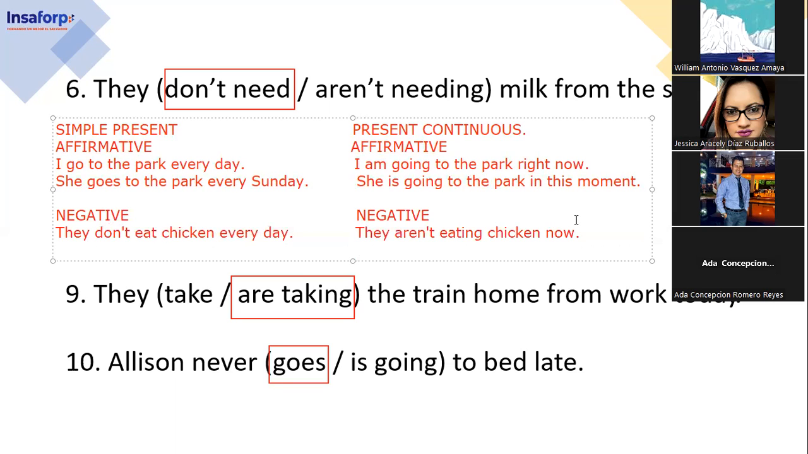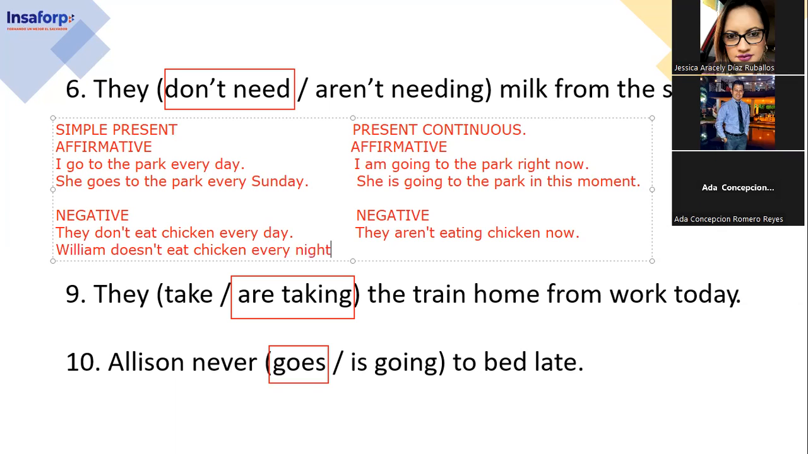Now, let's use a third person. Let's say, for example, I will use William, right? William doesn't eat chicken, every night, yes?